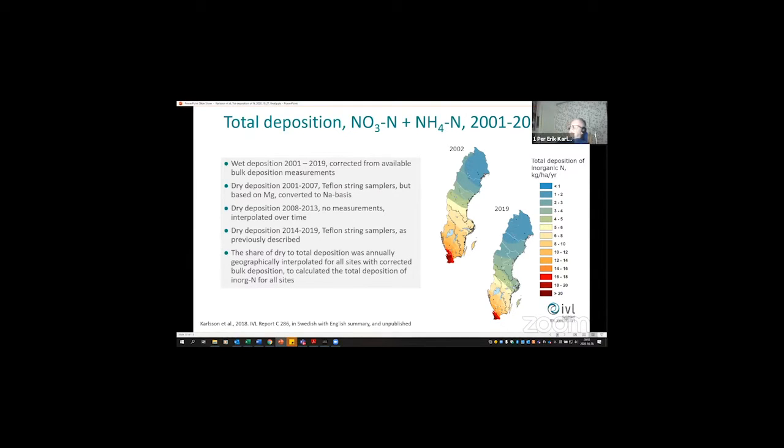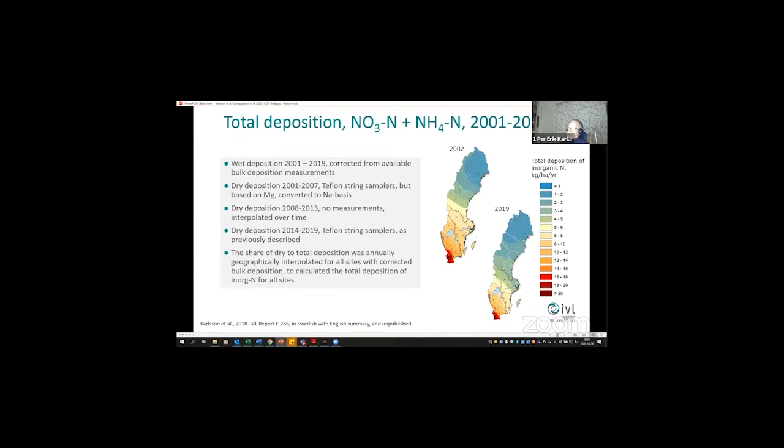And then we made use of all measurement sites with the bulk deposition measurements, which are these small black dots on the maps. So we could show that there was a geographical pattern in this share of the ratio of dry deposition to total deposition of nitrogen. I showed that in the previous slide. So we could use that to estimate the dry deposition also in all sites where we had bulk deposition only.